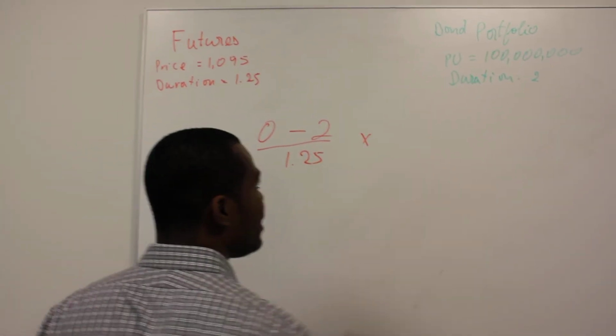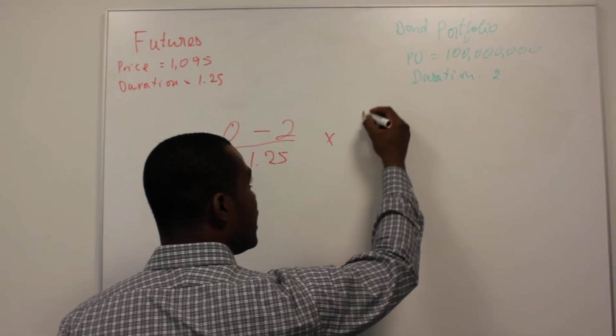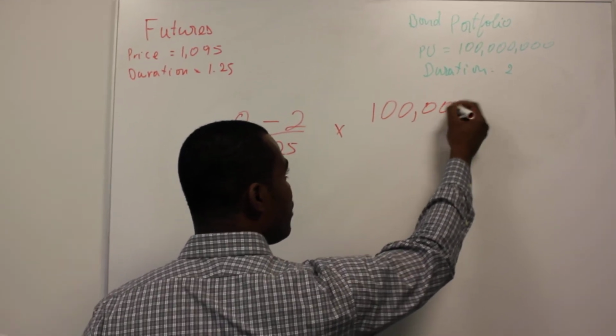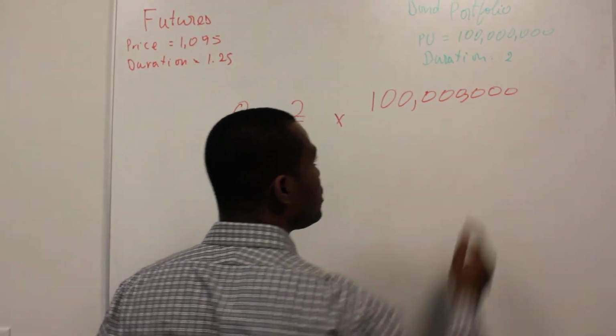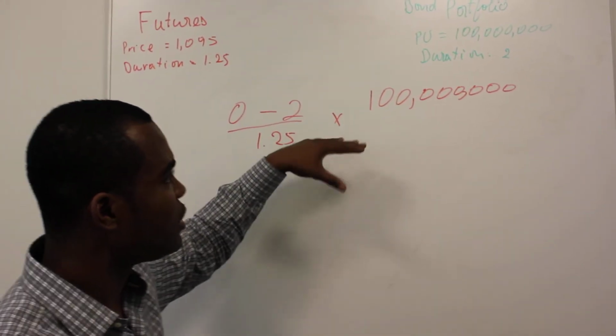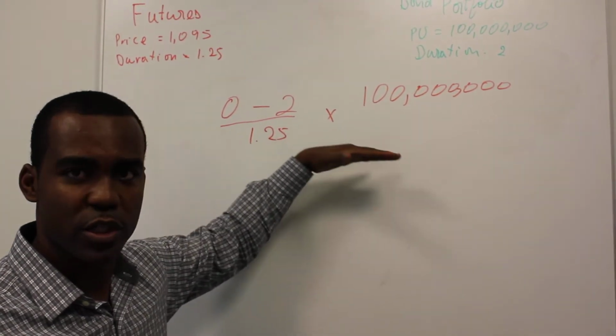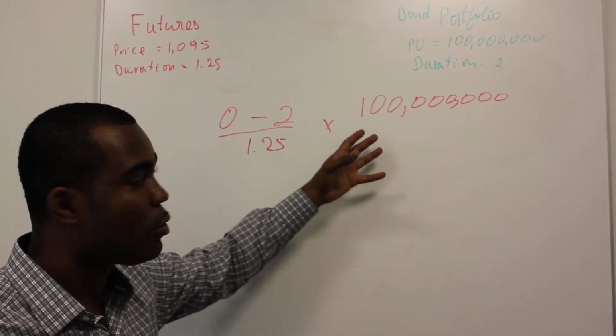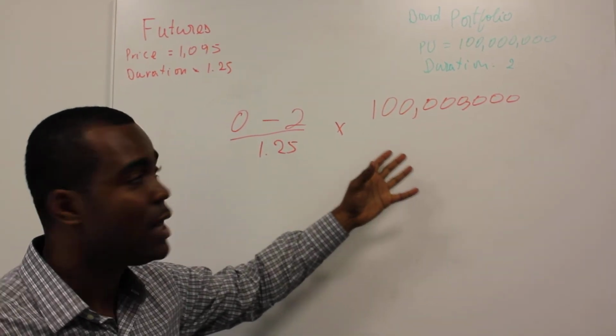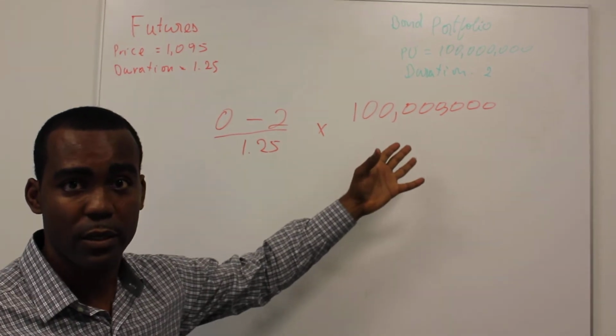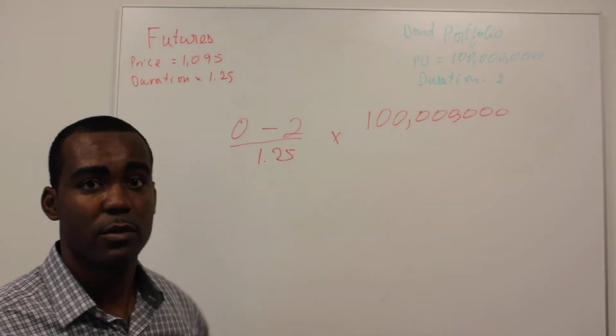You multiply this by the value of the portfolio, which is $100 million. Essentially, the value of the bond portfolio is the dollar amount that you're trying to adjust the exposure for. This could be smaller. For instance, if you only wanted to adjust half of the portfolio, you'd make it $50 million. So you can play with this number based on what you need.